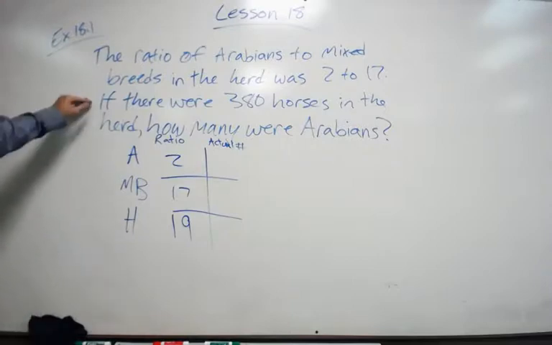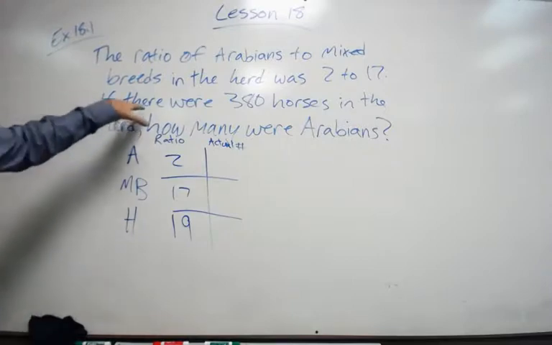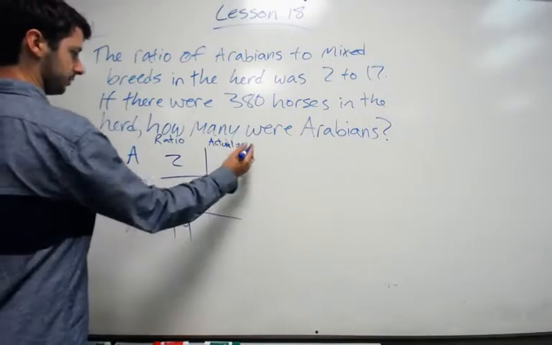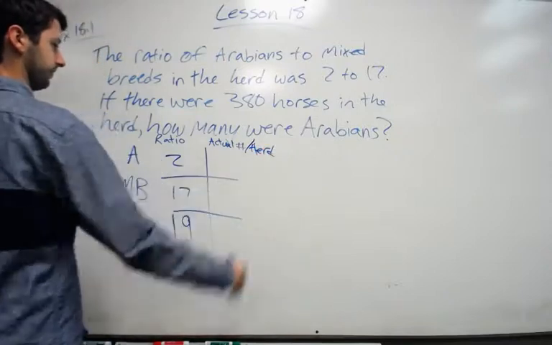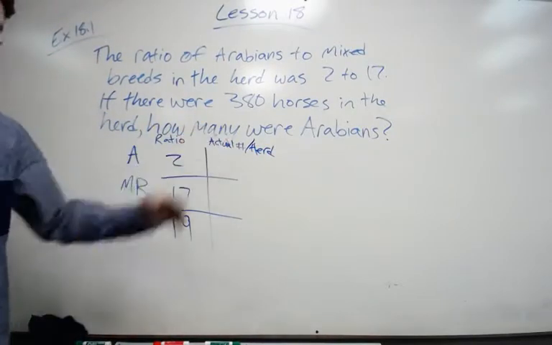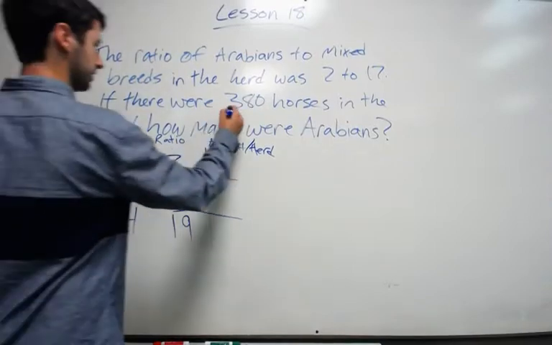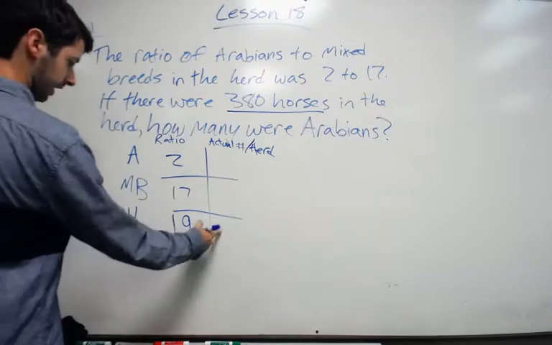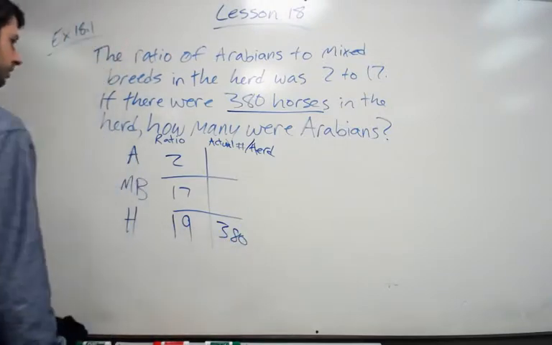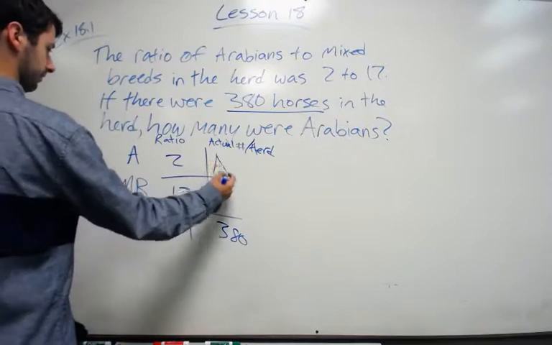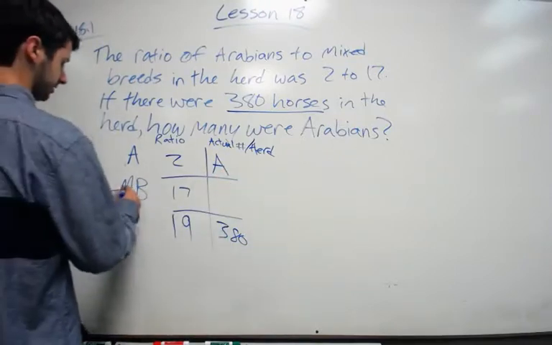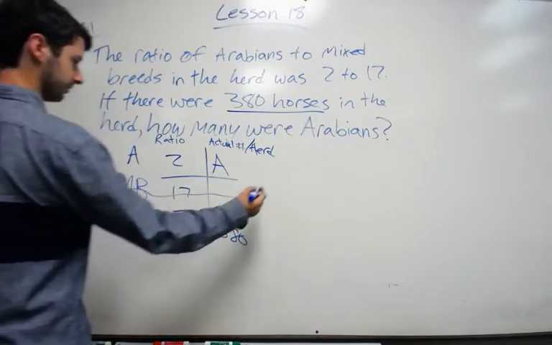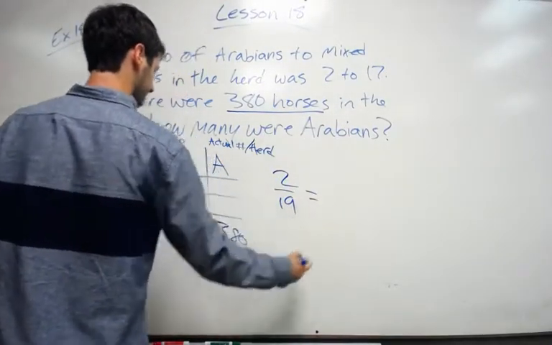Then we look at the next sentence. If there were 380 horses in the herd. Okay, so actual number, this is the herd. It wants to know how many were Arabians. So we look at our 380 horses. We look at our horses row. Actual number is 380. And it wants to know how many were Arabians. Doesn't care about mixed breeds, so nix that row, and then set up a ratio of 2 to 19 equals A over 380.